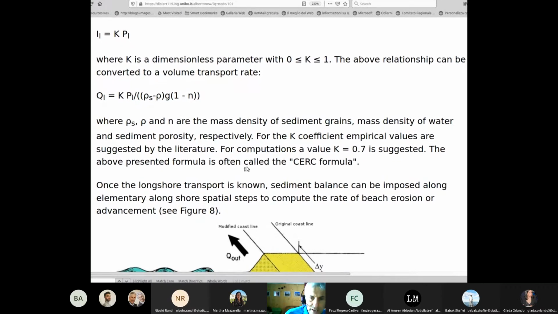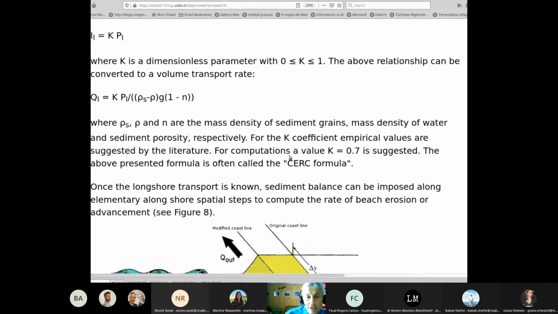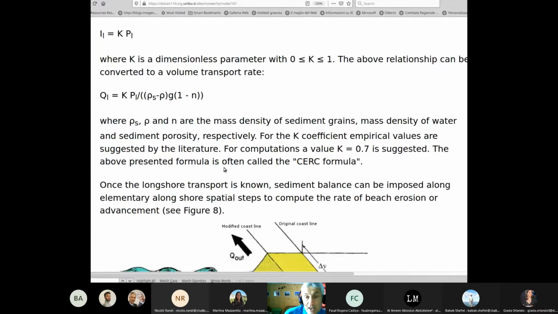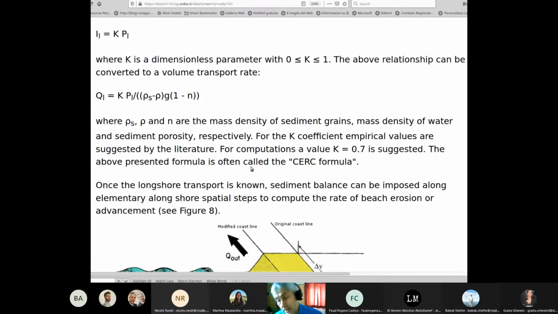Okay, and what about the K coefficient? As I said, it's an empirical coefficient. We have values suggested by the literature. And how are these empirical values determined? Typically, you determine these empirical values by means of lab experiments or by means of in situ measurements.